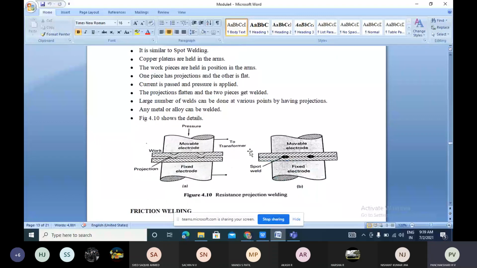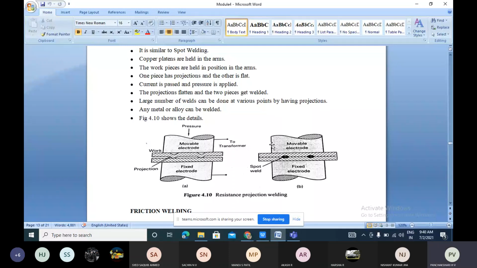Any doubt up to here, you can ask. This is about resistance welding. The basic concept of resistance welding is that it works on the principle of heating by means of electrical resistance. Normally it is used for thin metal sections. There are mainly three types of resistance welding: spot welding, projection welding, and seam welding.